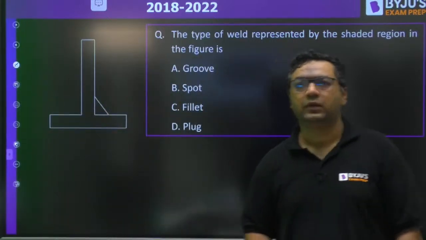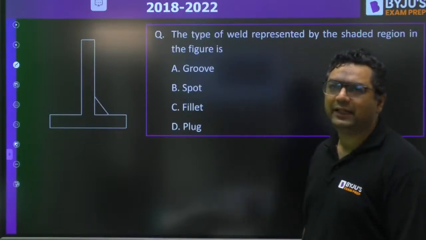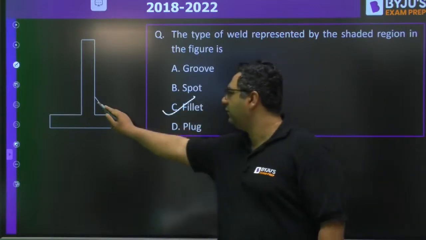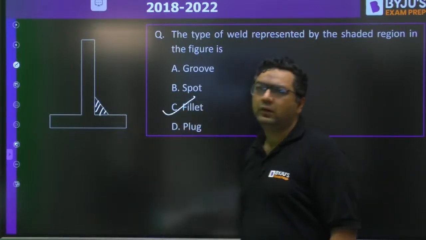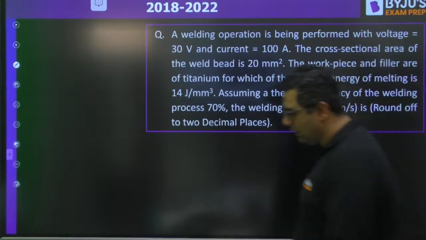Okay, no one is saying C. Arunita is saying C. Yes, fillet is correct. This is the fillet weld. Very good, guys. Next is related to the numerical, guys.